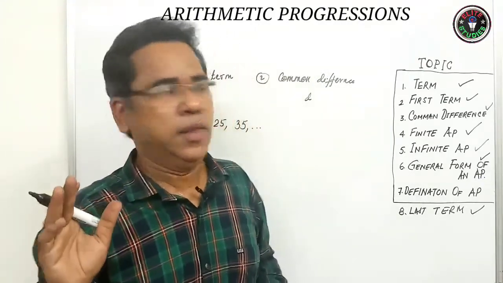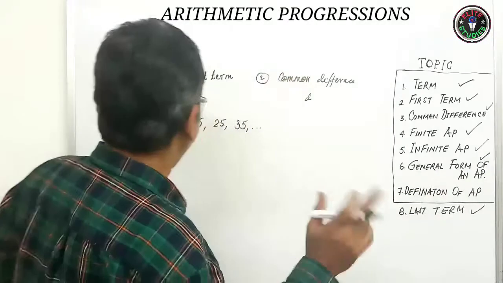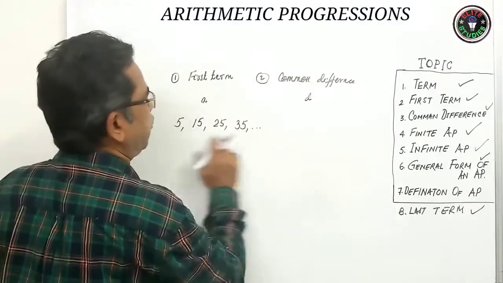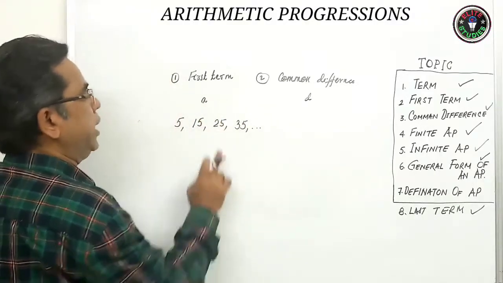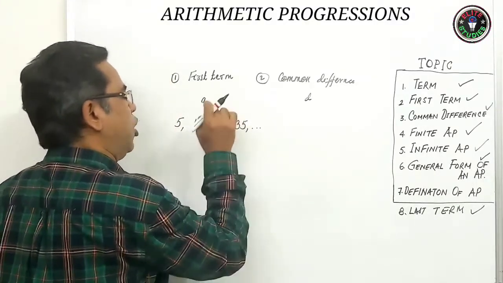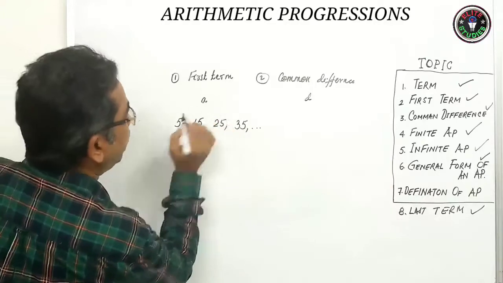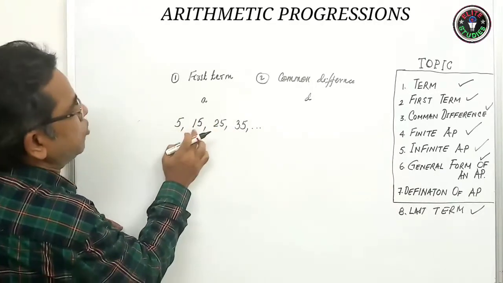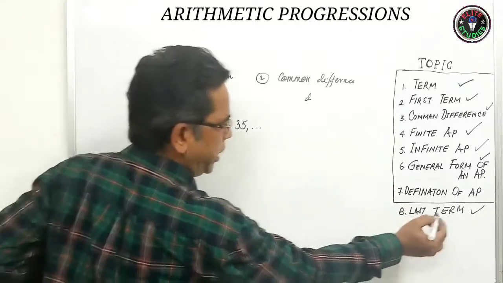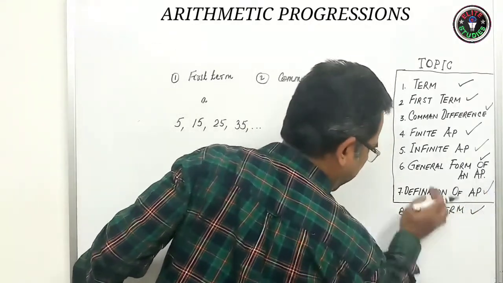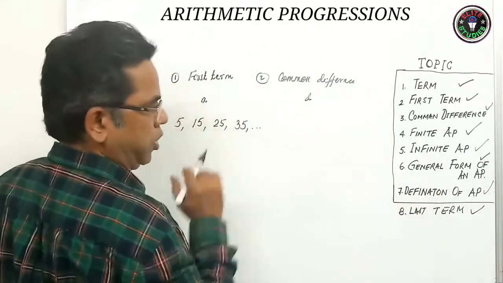So what is an AP? An AP is a series of numbers or a list of numbers where each and every term is obtained by adding a fixed number to the preceding one. The preceding one is the earlier one. So this is what is called an AP. The definition is already given in the book.